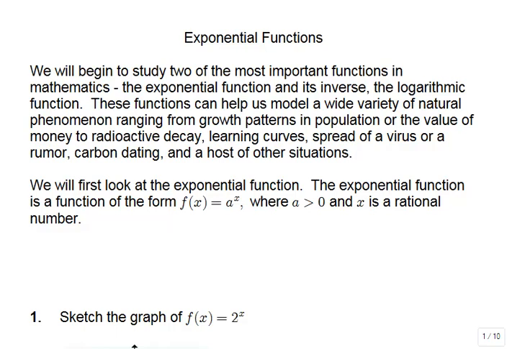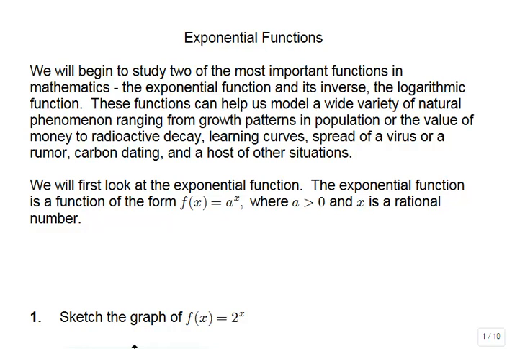Welcome to the video lecture on exponential functions. In this lecture, we're going to begin studying one of two very important functions in mathematics, the exponential function. And in a future lecture, you're going to learn about its inverse called the logarithmic function.